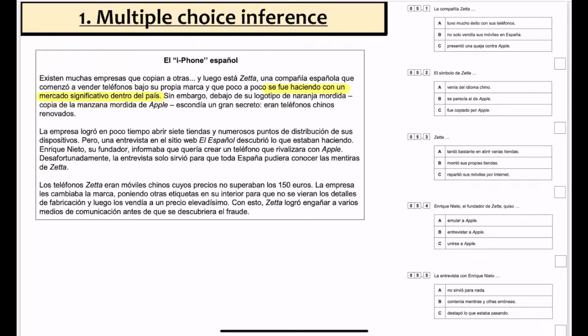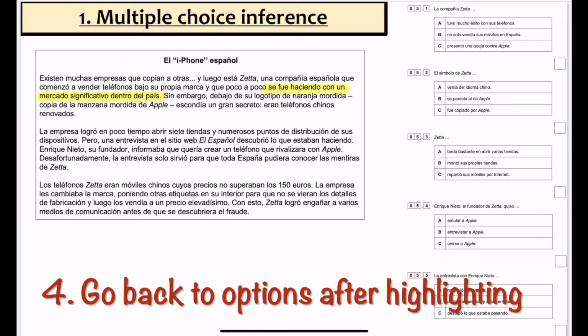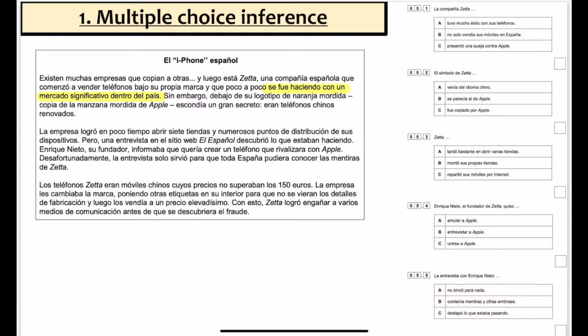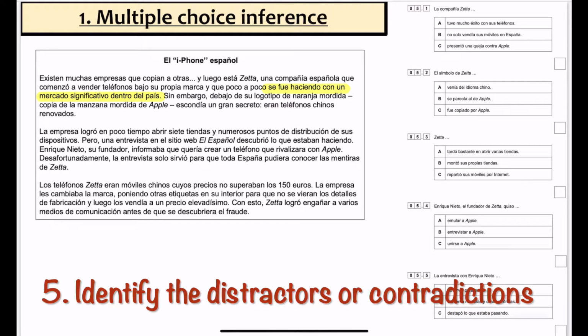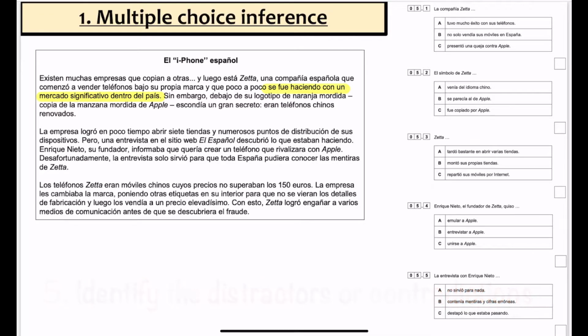So, like I've just done there, what I would do is highlight where the answer is and go back to your options. So, the options are: tuvo mucho éxito con sus teléfonos. Well, we've said it's starting to have a significant market within its country, so that would make sense. No solo vendía sus móviles en España. Didn't just sell its mobile phones in Spain. Nothing else is mentioned there, and it was saying within the country.